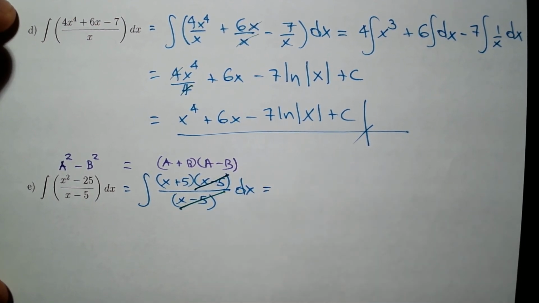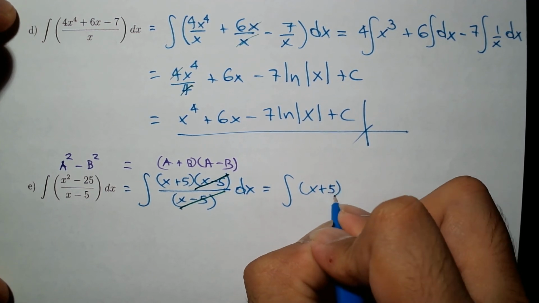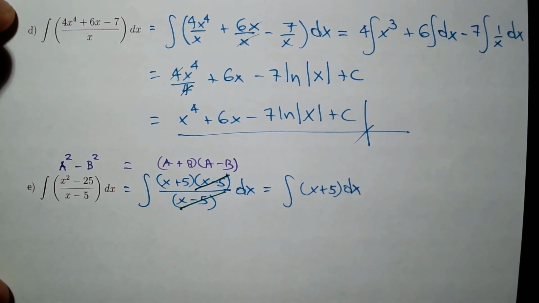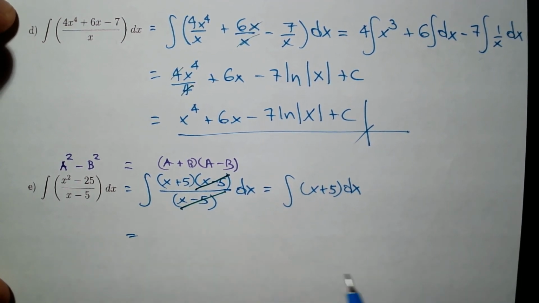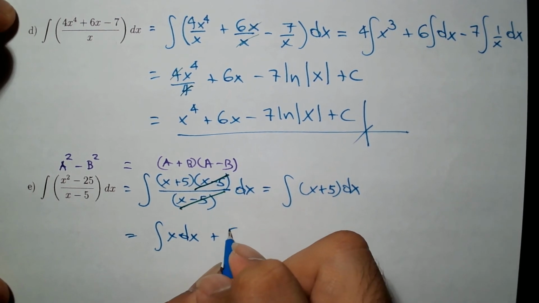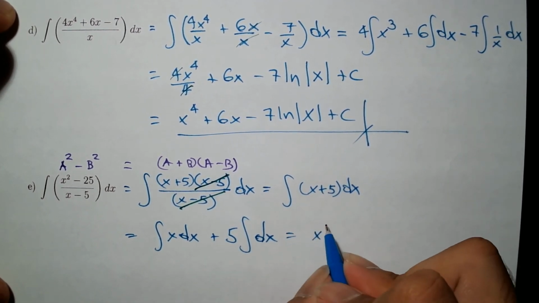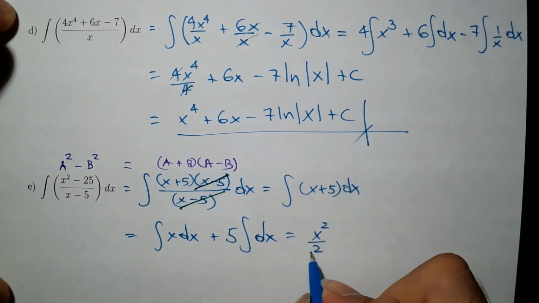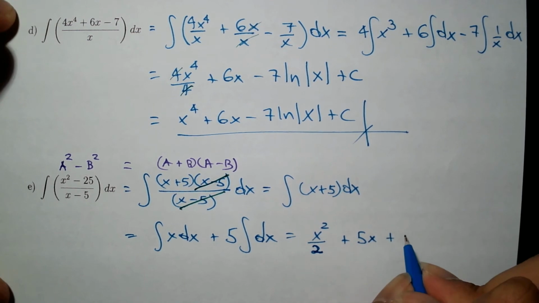And we get the integral of x plus 5 dx, which we can split into separate integrals. The integral of x plus 5 times the integral of dx. This one is just going to be x squared divided by 2 plus 5x. Don't forget the plus c.